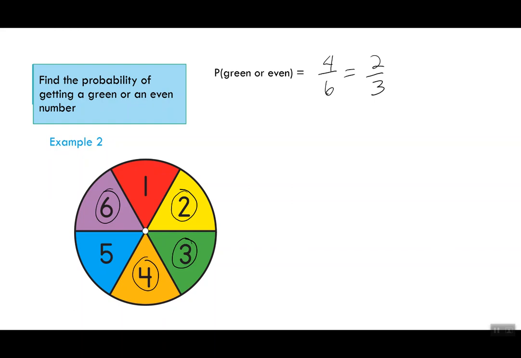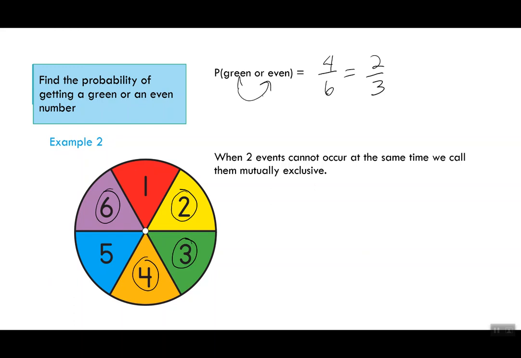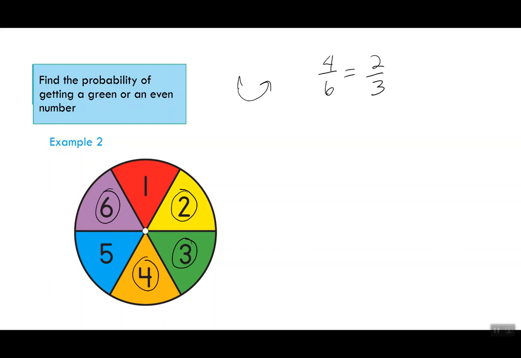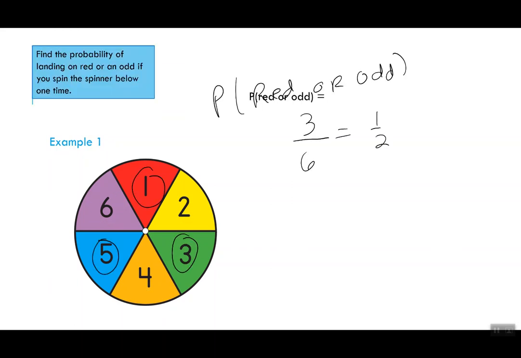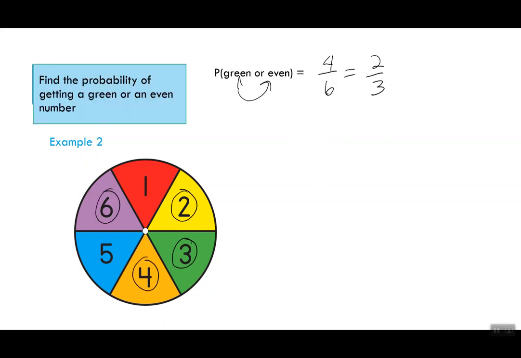There's a little difference between the first case and the second case, and the big difference here is something called mutually exclusive events. When 2 events cannot occur at the same time, we call them mutually exclusive. So what was mutually exclusive here? Green and even. I can see I had an odd on the green, so those 2 things didn't happen at the same time, versus if I go back where we talked about landing on a red or an odd, they both happened at the same time. So we just have to pay attention to, is there something they have in common? Is there something that they don't? When things have something in common, it's not mutually exclusive, but if things cannot occur at the same time, we call that mutually exclusive.